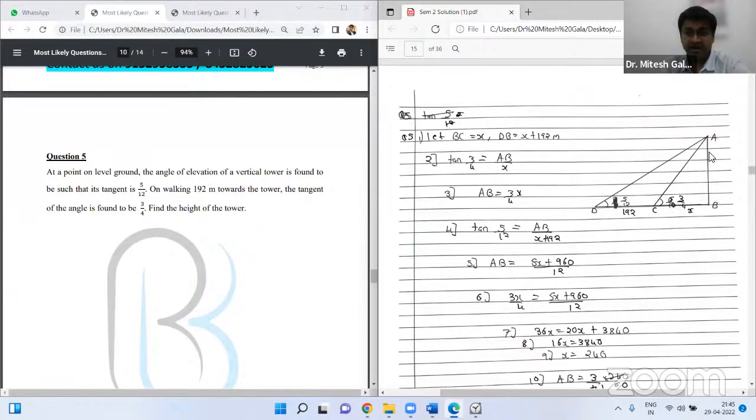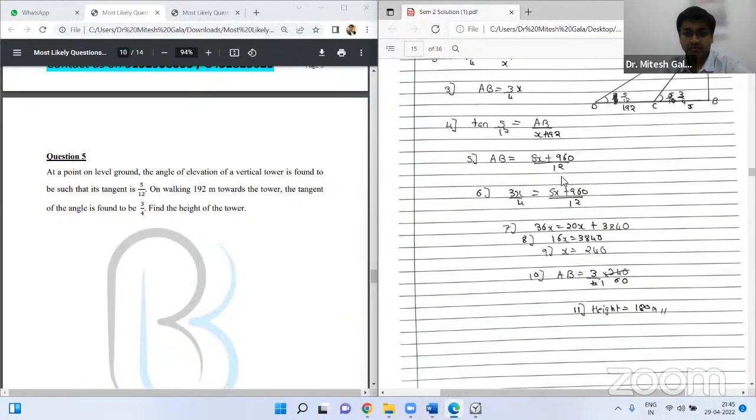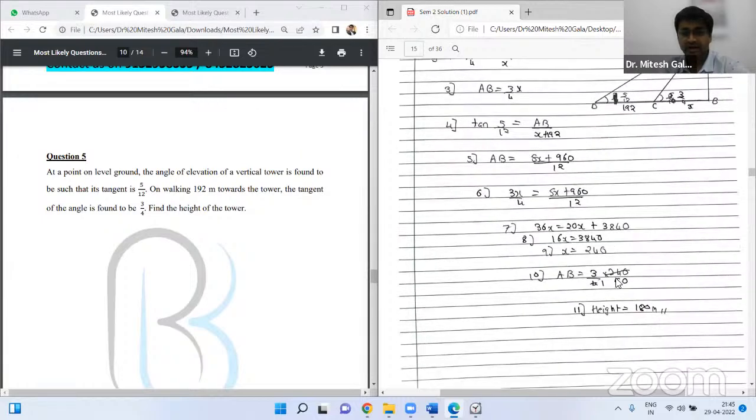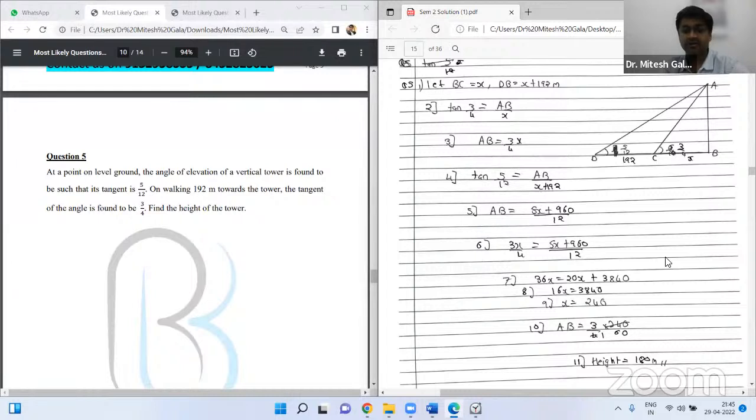Okay. Find the height of the tower. What you do is take the first triangle ABC, apply tan 3/4, and find AB in terms of x. Then take the full triangle, apply tan 5/12 and find AB again. Equate the two, cross multiply, and you get x as 240. So BC is 240, but you need to find AB. AB is 3/4 x, substitute that, and you get the height of the tower as 180 meters.